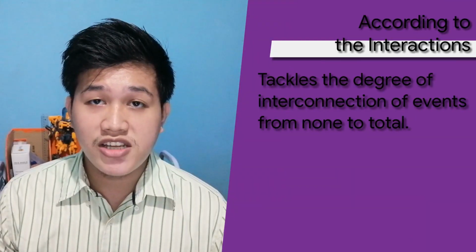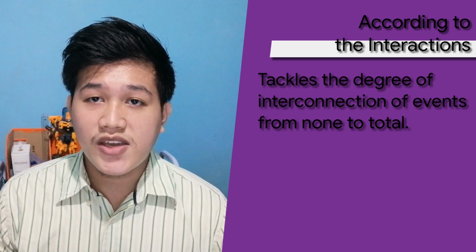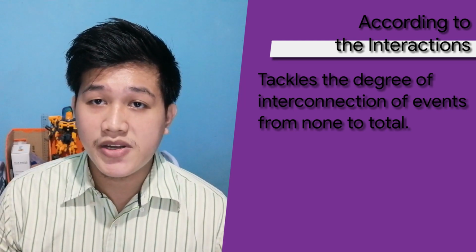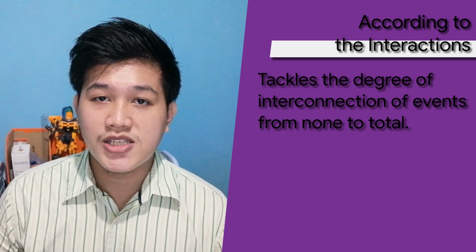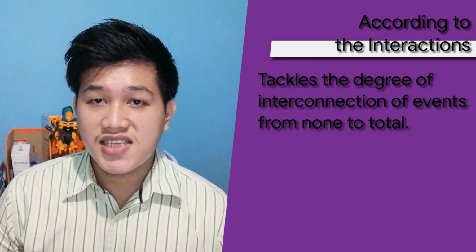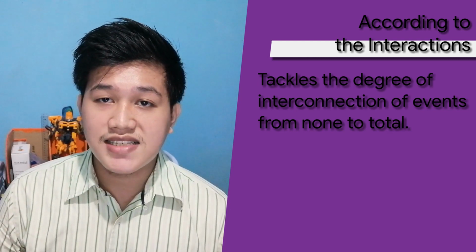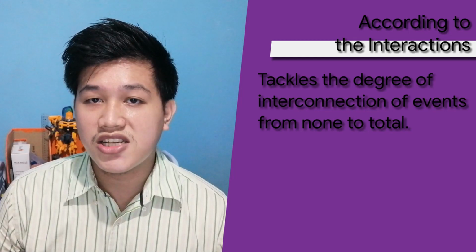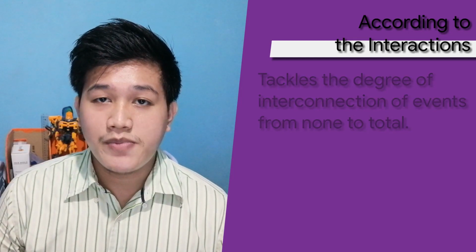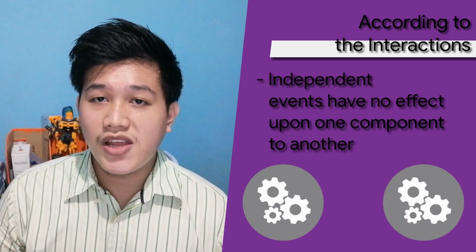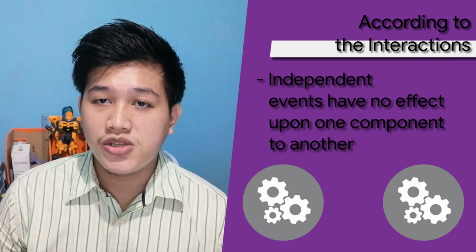Third is according to interactions. Classification of systems also depends upon the degree of interconnection of events from none to total. Systems will be divided into three classes according to the degree of interconnection of events. The components can be independent if the events have no effect upon one component to another.